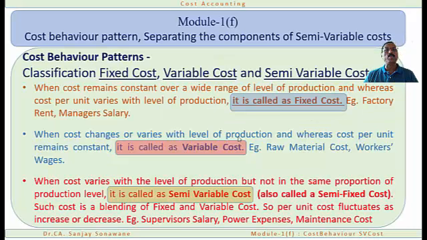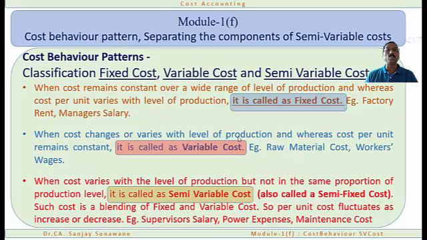Now let us come to the cost behavior patterns, where the classifications are either fixed cost, variable cost, or semi-variable cost. Semi-variable is also called semi-fixed cost. Let us read the first one on fixed cost. When cost remains constant over a wide range of level of production, whereas cost per unit varies with the level of production. Here two things are there.